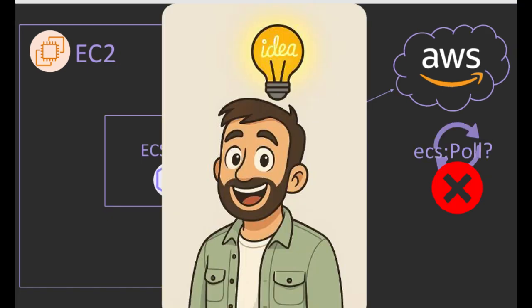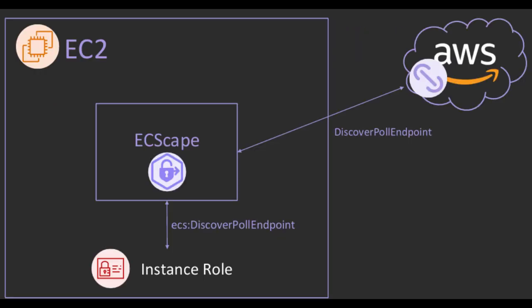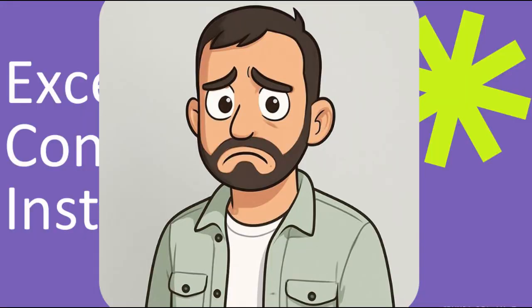Then, the attacker remembers a fundamental feature of EC2, the Instance Metadata Service, or IMDS. Every EC2 instance has a magical IP address, 169.254.169.254. Any process on the instance can ask this address, who am I, and it will reply with the instance's metadata, including the temporary credentials for the instance role. This is the first major breakthrough. The ECScape task queries the IMDS and steals the EC2 instance role's credentials. Now it has the power of the instance itself.